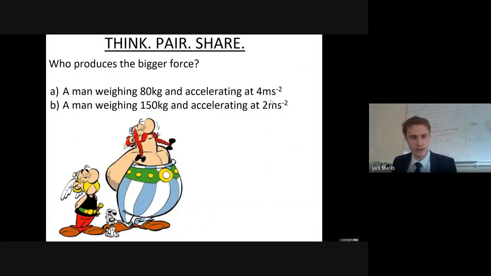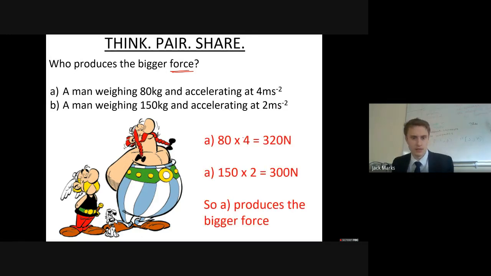Okay, have a quick think about this to start with. Who produces the bigger force? Because mechanics so far, this chapter you've seen, it's all about forces, right? A man weighing 80 kilos, accelerating at 4 meters per second squared, or a man almost twice the mass, 150 kilos, accelerating at 2 meters per second squared. So the answer is the first one. Why is it the first one?